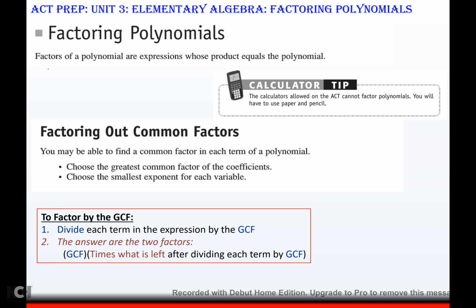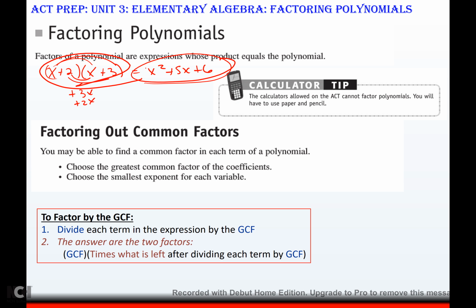So let's say we had x plus 2, we're working backwards is what we're doing. If I multiply these two together, I would get x squared plus 3x plus 2x, which is plus 5x plus 6. Today you're going to start with things like this and have to back up and figure out what got multiplied together to give you that polynomial.